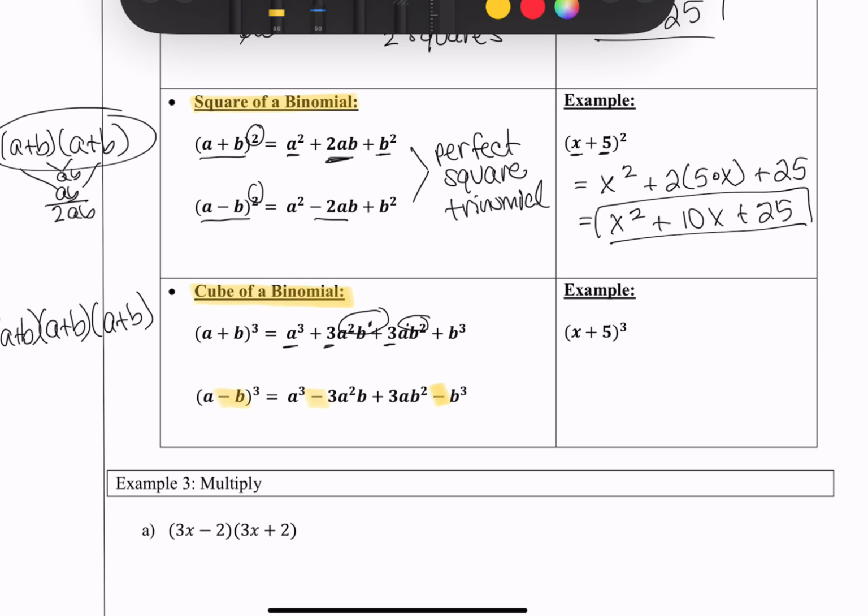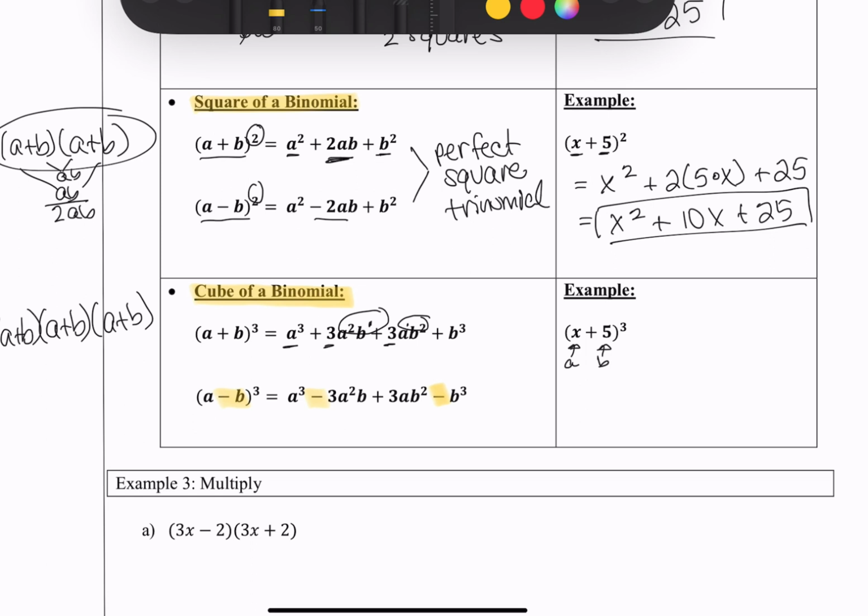So let's do our example here. I've got x plus 5 to the third power. That is a binomial raised to the third power, so it is in fact a cube of a binomial. My a here will be my x, and my b here will be my 5. So instead of using a and b in the pattern, I'm just going to use x and 5.